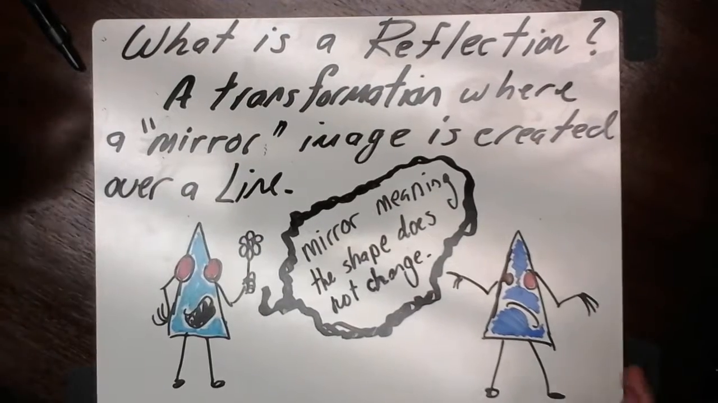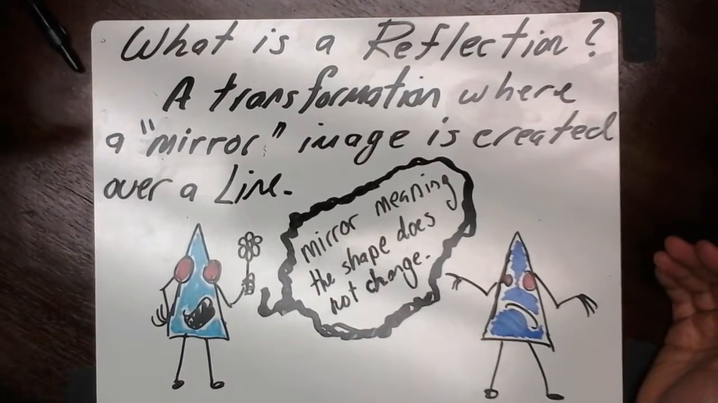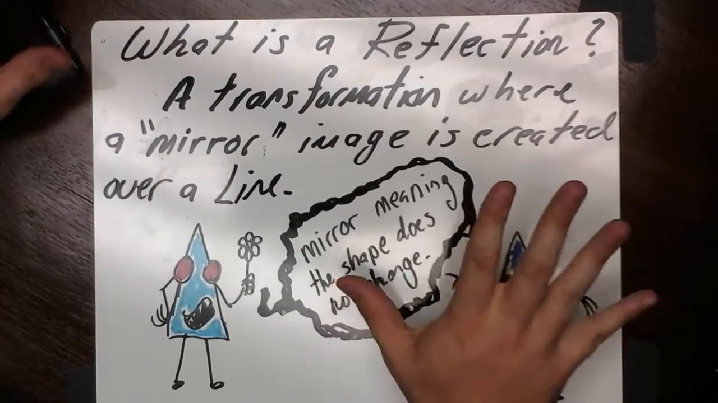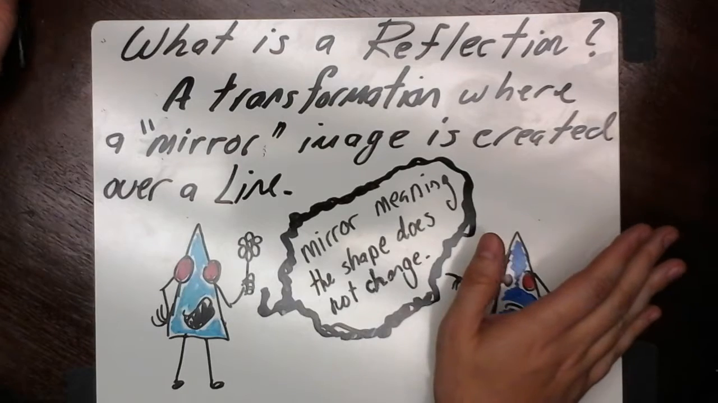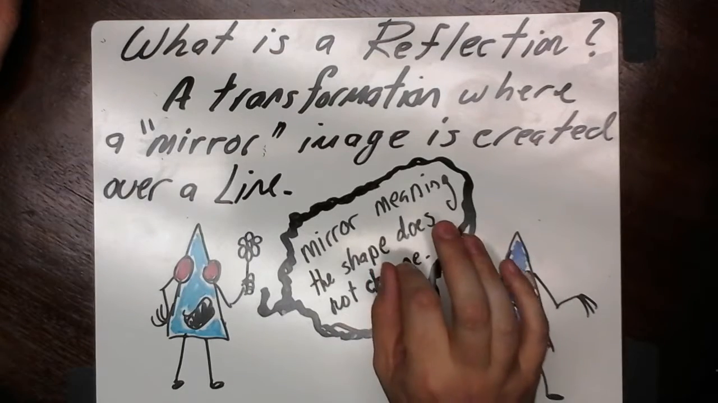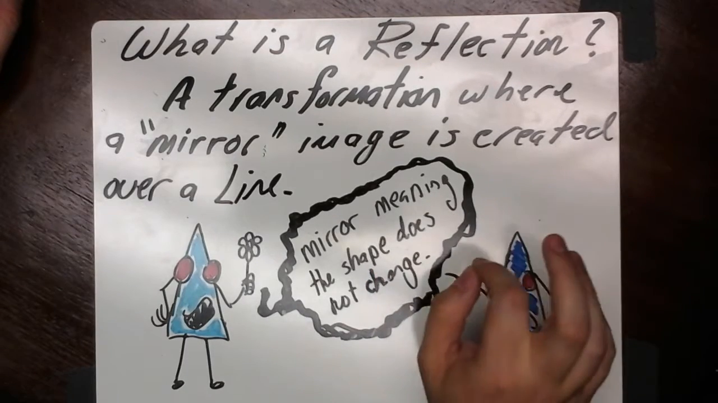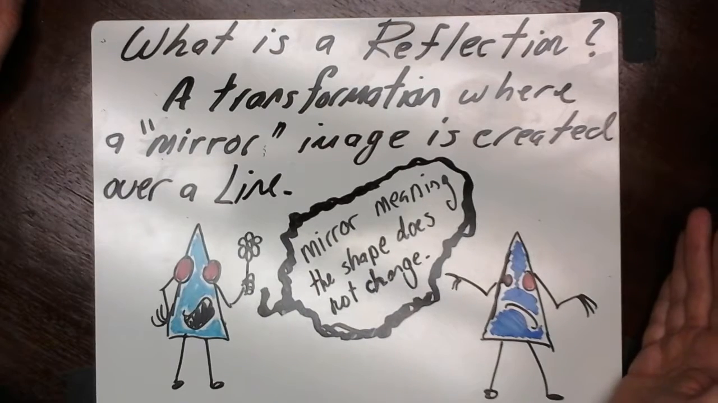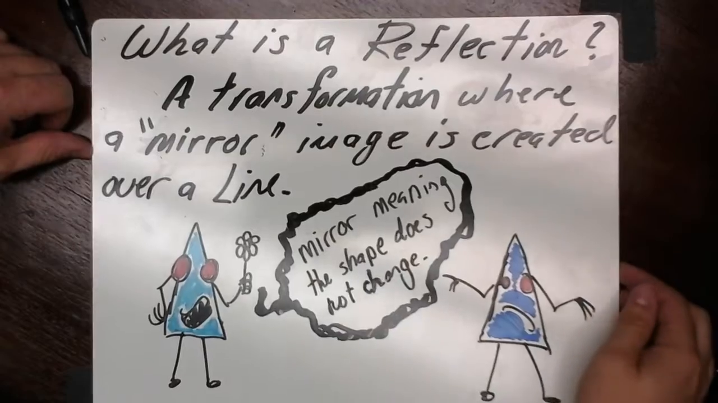Okay, so what is a reflection? A reflection is a transformation where a mirror image is created over a line. In this case, any type of line. And let's keep in mind when it says mirror image, the shape itself does not change. Okay, let's look at a couple examples here.